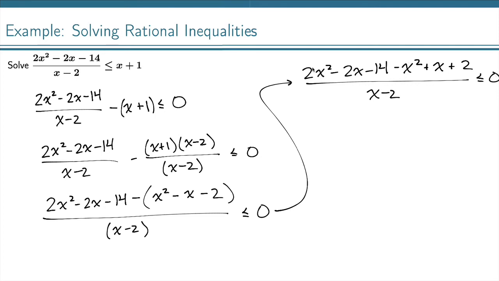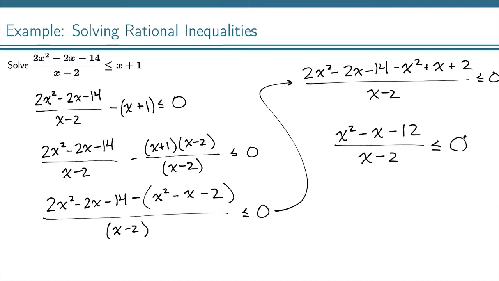Now we can combine like terms. We have 2x squared minus x squared, which is x squared, minus 2x plus x, which is minus x, and minus 14 plus 2, which is minus 12. And that is over x minus 2. And this is less than or equal to 0.